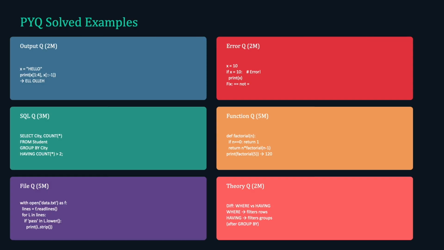File handling. Open with, read lines, check for pass in each line. Theory: where filters rows before grouping, having filters groups after group by.